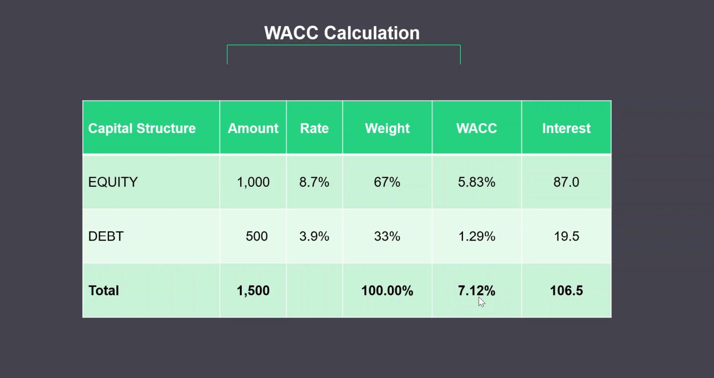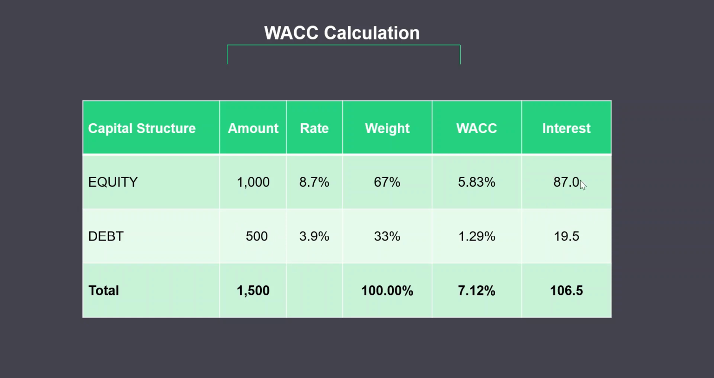There is another alternative way where you can calculate 7.12, where you simply apply the interest rate on the capital amount. So 8.7 times 1000 will be 87. This is the dividend to be paid to the equity shareholders, a dividend payment of 87. For the debt financing, you need to pay 3.9% on 500, which will be 19.5.